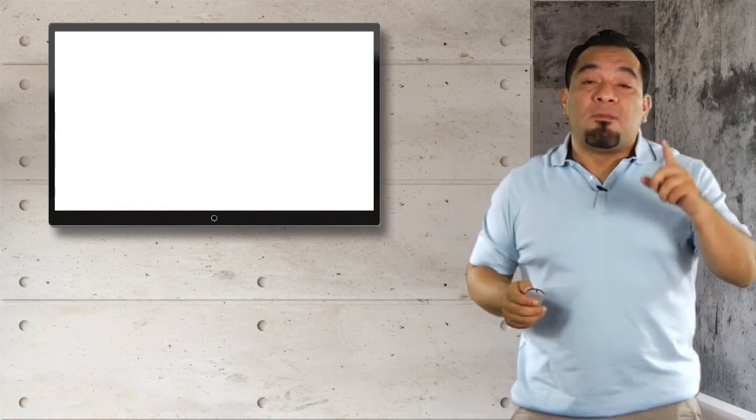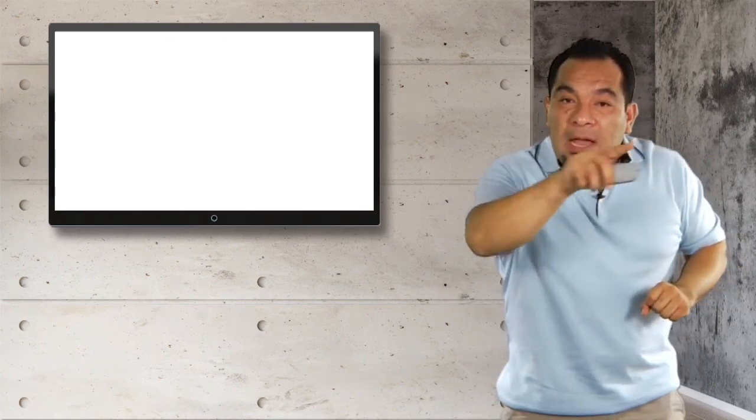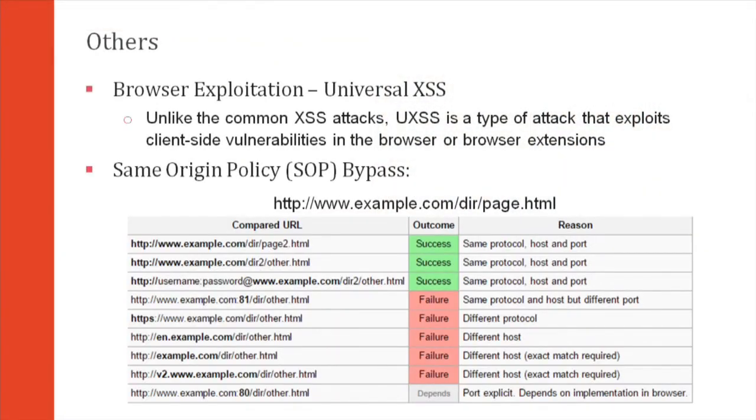Let's see some examples here, taken from Wikipedia. Let's say that we have this specific URL. If we try to validate the same origin against this URL, we can see that the first one is a success because it is the same protocol, HTTP, the same host, www.example.com, and the same port, 80. The second one is exactly the same. We can see that the second one even has a different URI, other instead of page, but it is the same protocol, same host, and same port. These three points are the ones that decide if it is the same origin.